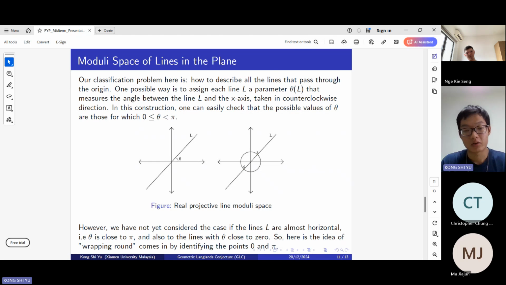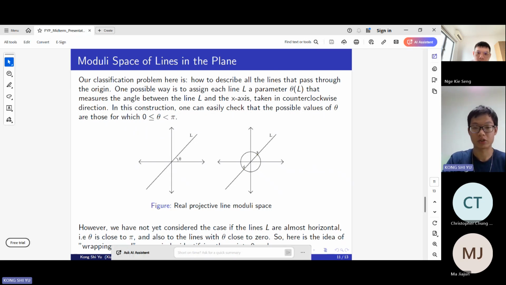However, we have not yet considered the case where the lines are almost horizontal, meaning theta is close to pi, or the lines where theta is close to 0. To handle that, we have to identify the points 0 and pi as the same point. If we consider the half-open interval from 0 to pi and identify the two points, it's like a line becoming a circle when we tie it up, as in this picture.